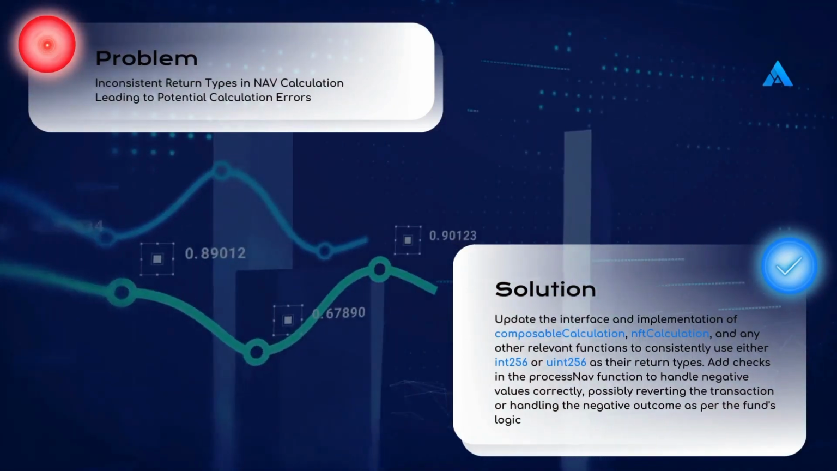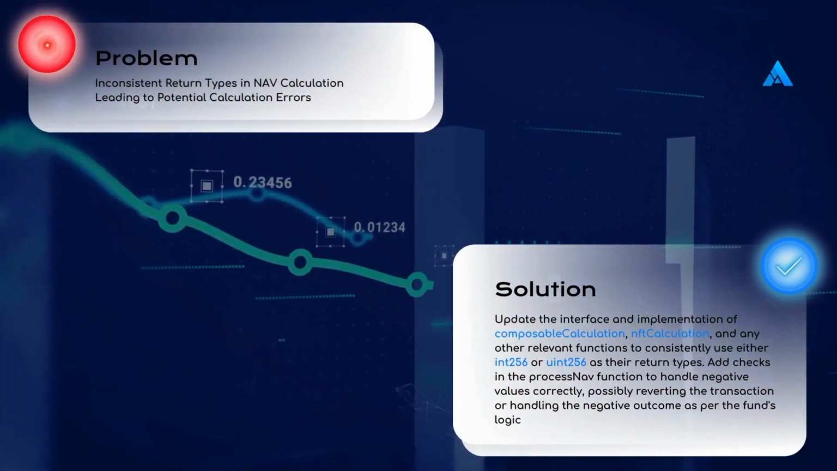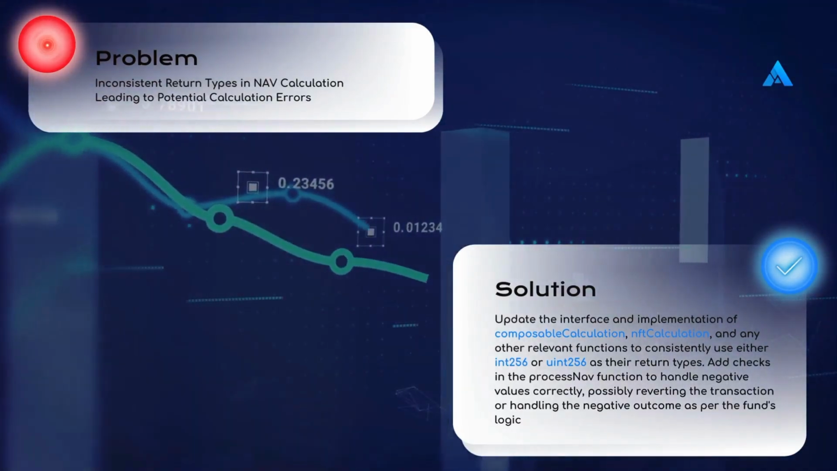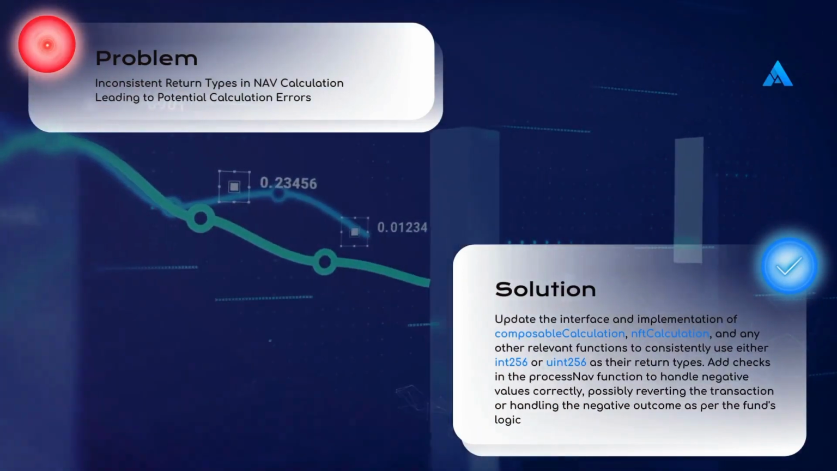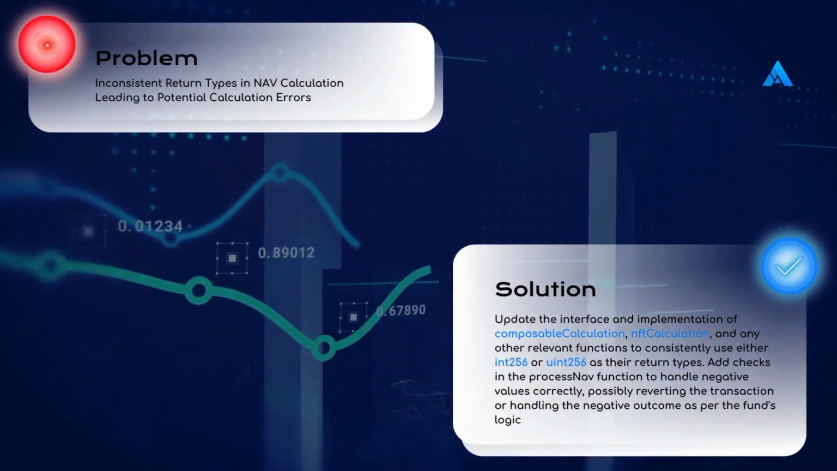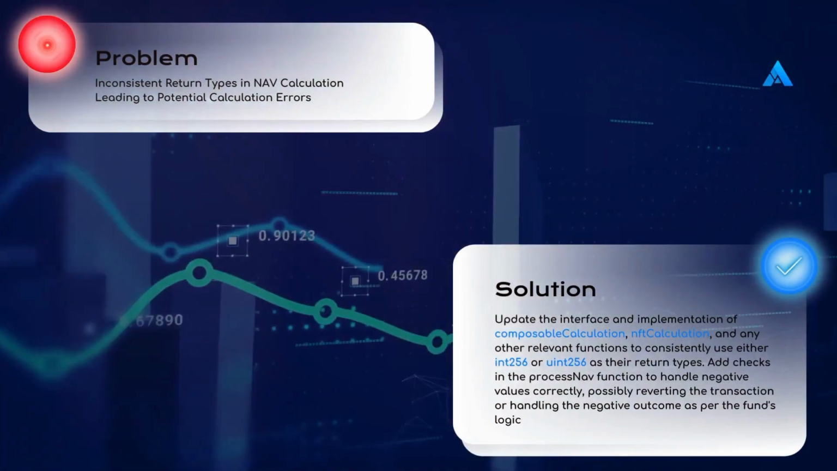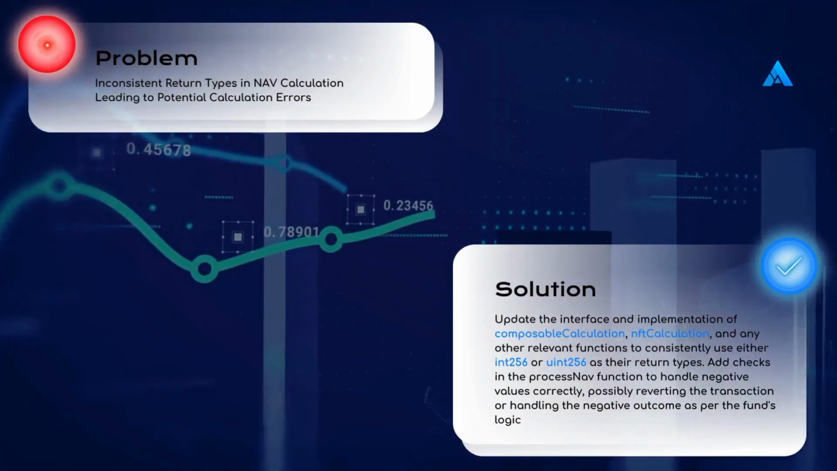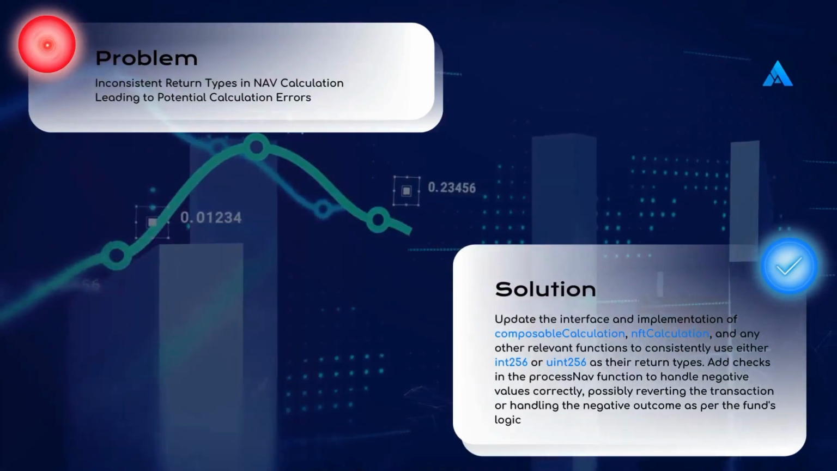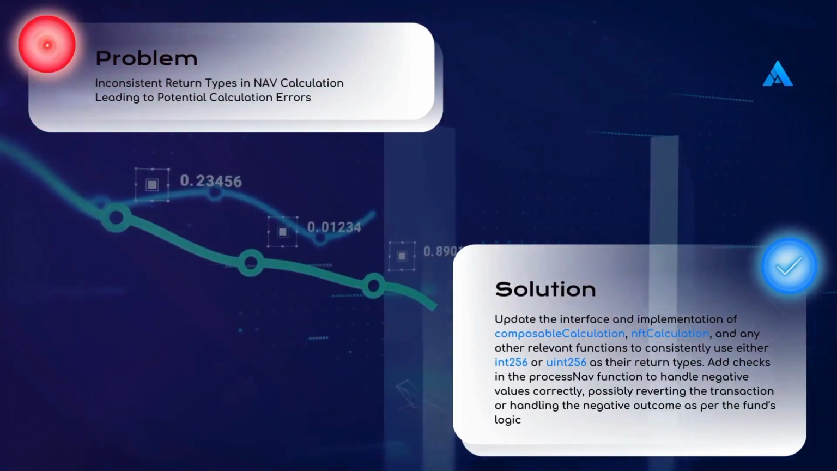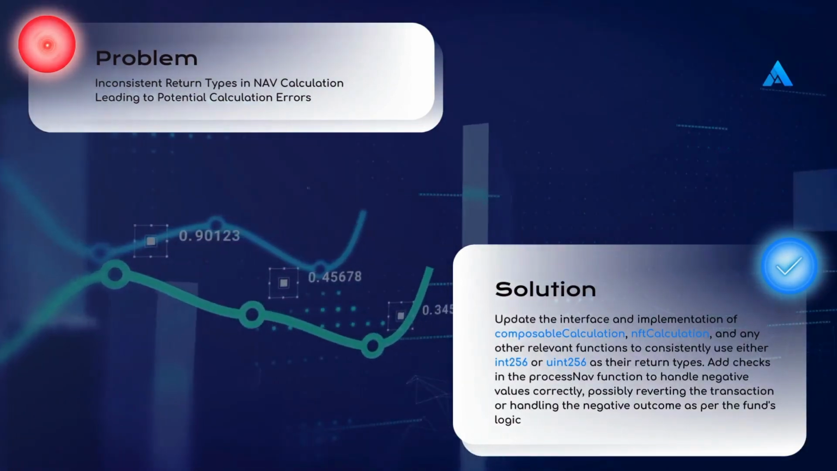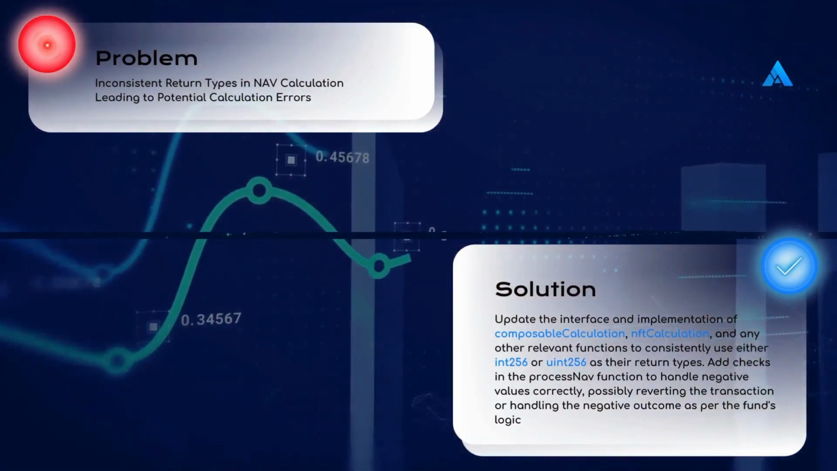Inconsistent return types in NAV calculation, leading to potential calculation errors. Update the interface and implementation of composable calculation, NFT calculation, and any other relevant functions to consistently use either int256 or uint256 as their return types. Add checks in the process NAV function to handle negative values correctly, possibly reverting the transaction or handling the negative outcome as per the fund's logic.